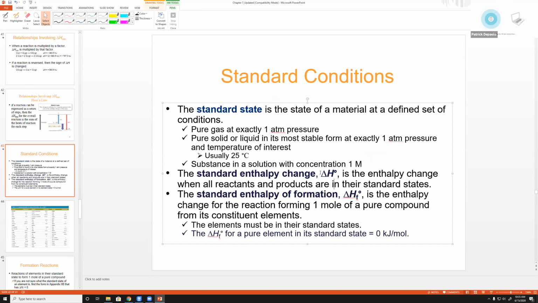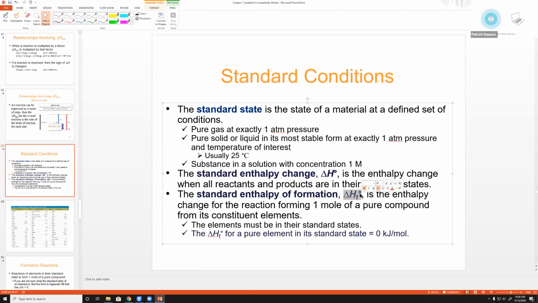Then you have these 2 types of constants that are specific for different types of substances. One of them is called the standard enthalpy change. So it's the enthalpy change of a reaction at a standard condition, and those are listed in tables. Then you have a standard enthalpy of formation, which is the enthalpy of formation of a specific reactant or product, some compound, at standard states.